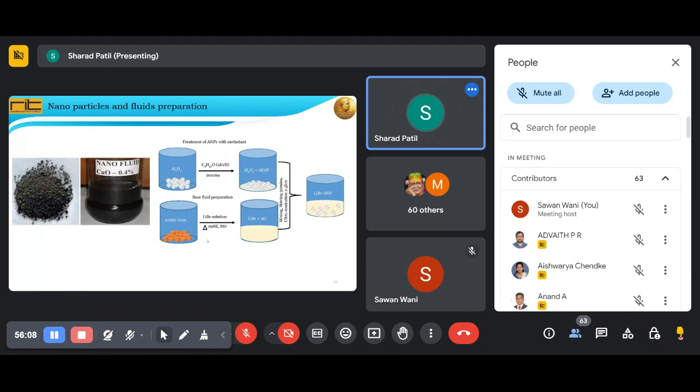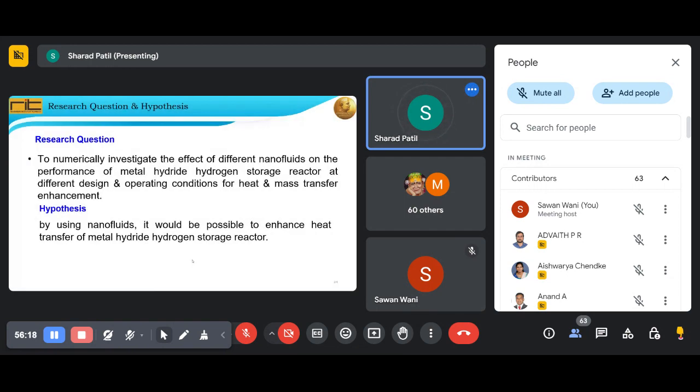So that hypothesis we are going to keep in mind, and with these nanoparticles and the preparation of the fluid, one can move ahead by using these nanoparticles in metal hydrides. So I have defined the research question as: to numerically investigate the effect of different nanofluids on the performance of a metal hydrogen storage reactor at different design and operating conditions for heat and mass transfer enhancement.